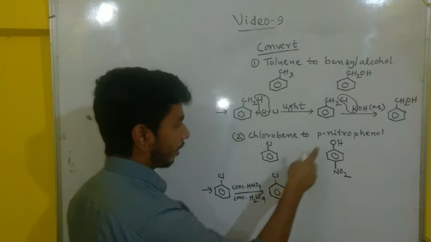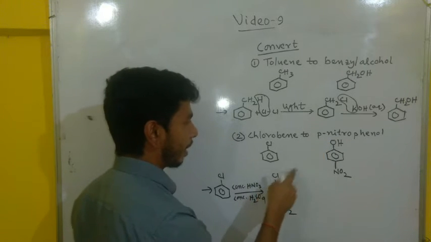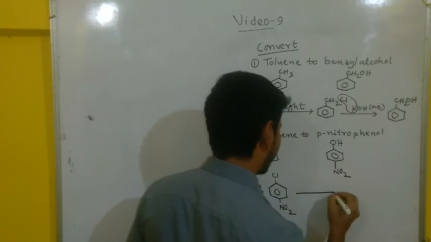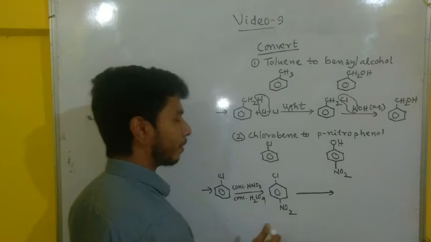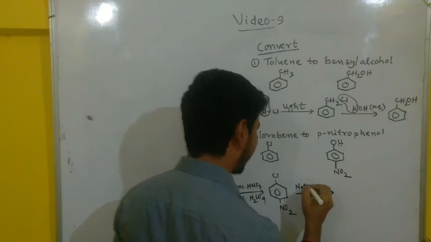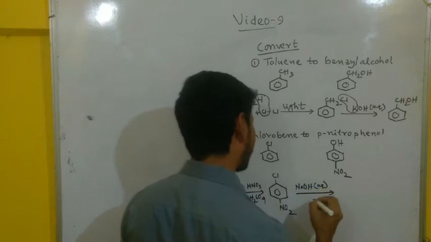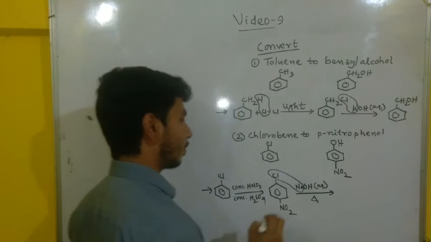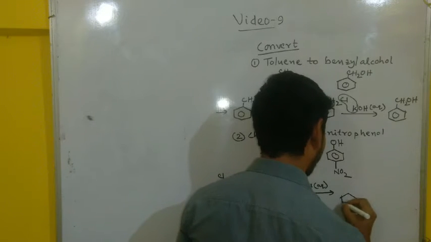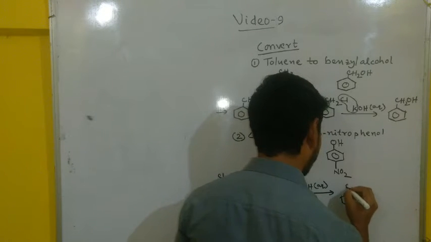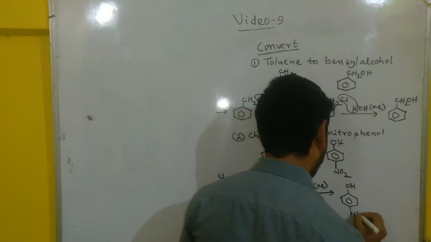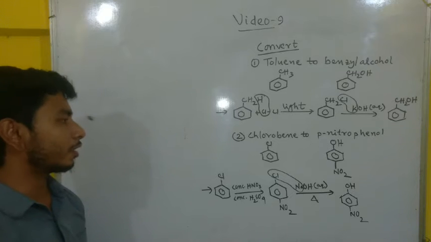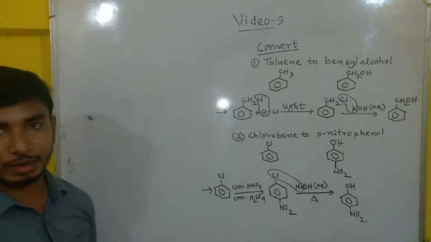Now here is chlorine, and here we need OH. So this Cl has to be substituted by the OH group. So what is the reagent? Cl has to be replaced by OH. The reagent is aqueous NaOH and heat. So now NaCl is removed, and we get the OH on the aromatic ring. That is the conversion of chlorobenzene to para-nitrophenol.